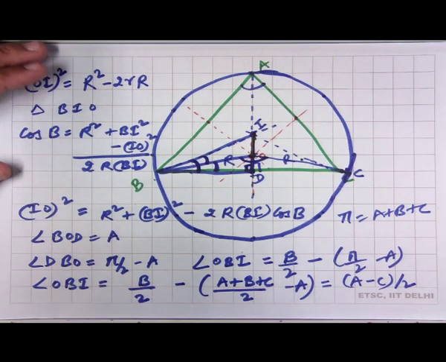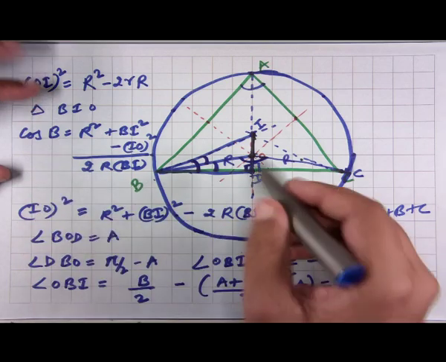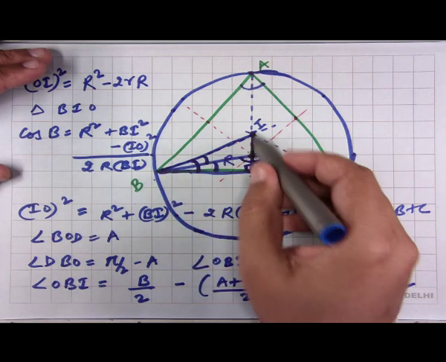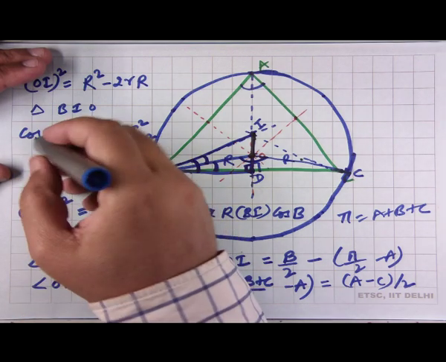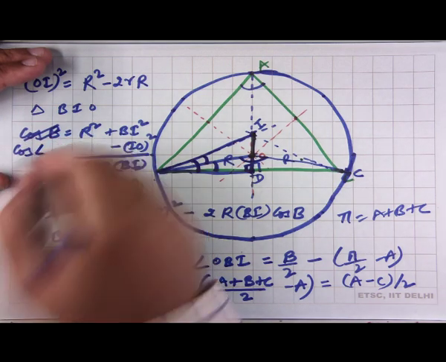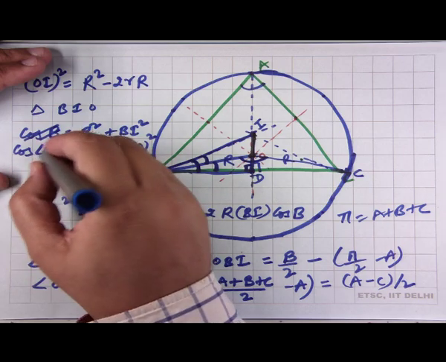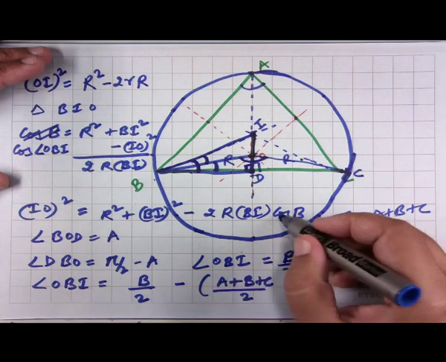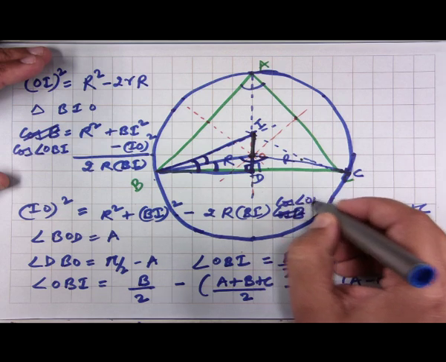There's a little correction here: when we were talking of the triangle BIO, it won't be cos of B here, it will be cos of angle OBI. And therefore, here also we have cos of angle OBI.